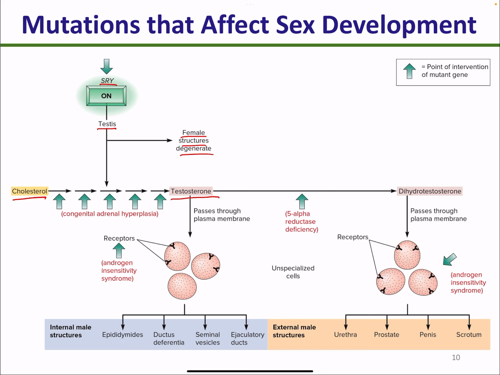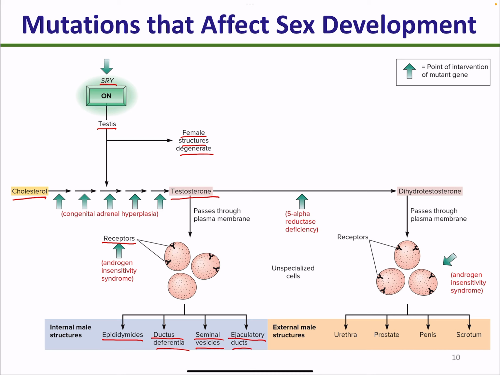And that testosterone is going to attach to testosterone receptors. Okay? So we have some very specific receptors here. And by attaching to these receptors, we are going to have a differentiation, right? That differentiation is going to lead to the formation of the epididymis, right? The vas deferens, the seminal vesicles, and the ejaculatory duct.